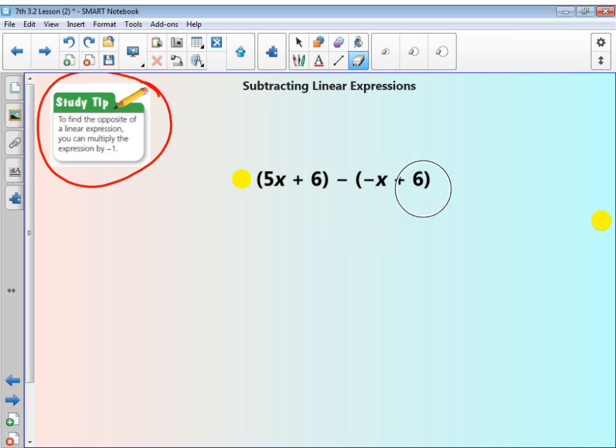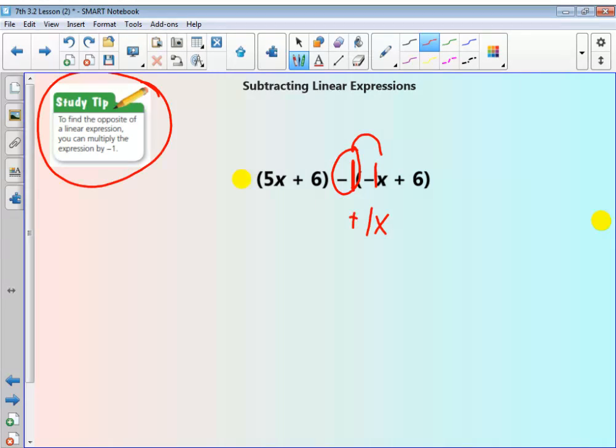It works. Sometimes it gets confusing when they start putting a different number in there. So I'm going to go ahead and put a 1 in there. And we're going to go ahead and distribute just like we did previously. But I have to remember to take that negative with the 1. So -1 times -1 gives me a positive 1x. Okay, -1 times a positive 6 gives me a -6.